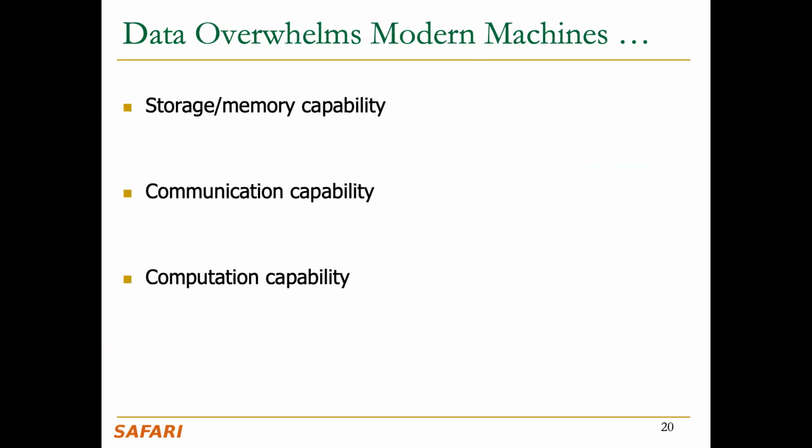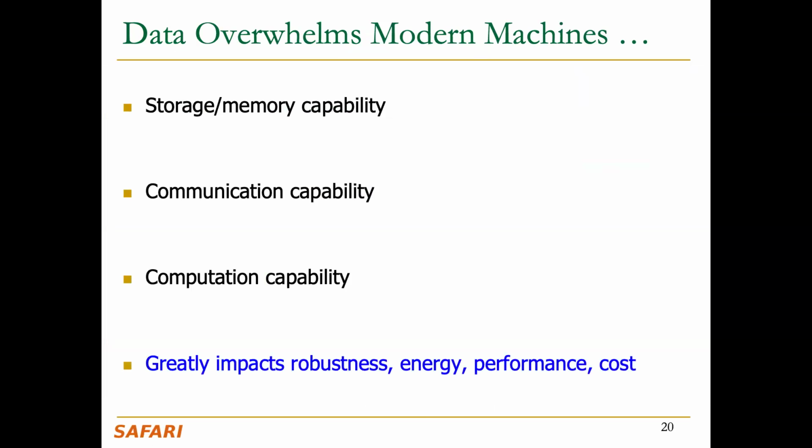Okay, so data today overwhelms modern machines, actually. It overwhelms our storage capability, communication capability, and computation capability. And we're actually building very, very sophisticated computing devices, yet they're being starved because they cannot get enough data to compute on. I'm going to motivate all of this with numbers. It also greatly impacts robustness, energy, performance, and cost.